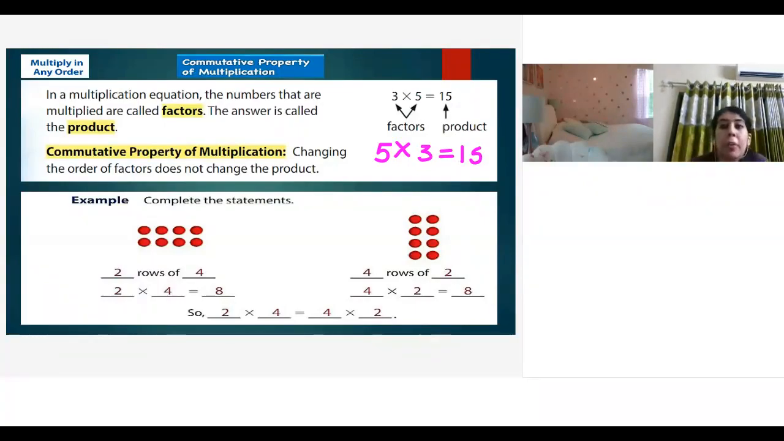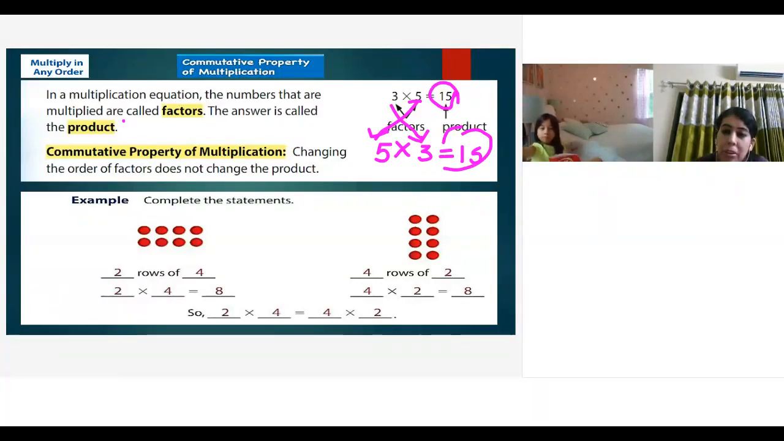Okay. So what does commutative mean? If you are given 3 times 5 and you change the order and make it 5 times 3, you get the same answer. This is known as commutative. Changing the order. I changed the 5 to this place and the 3 to that place, so my answer remains as it is. Got it?